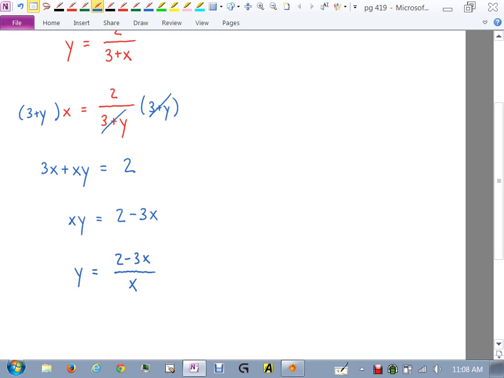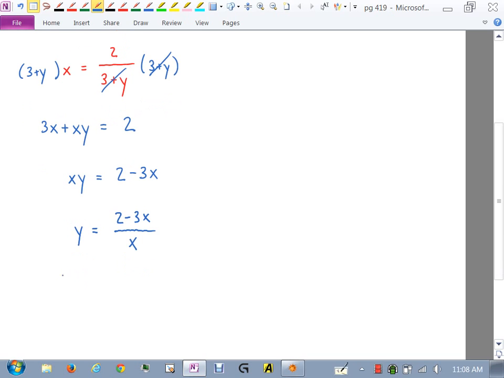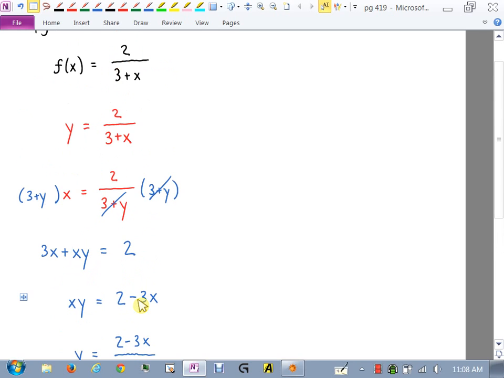That's what I think the inverse is. So I'm going to call it f inverse. And then I would go about checking it. Any questions on that part, though? We're all good? Okay, let me do the checking over here.